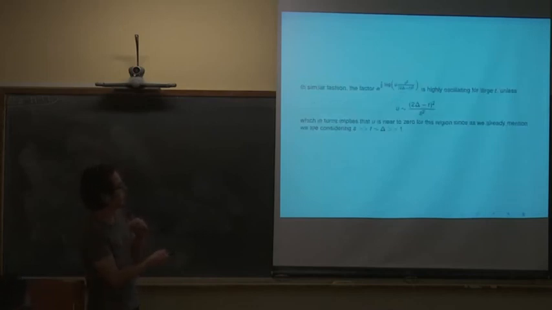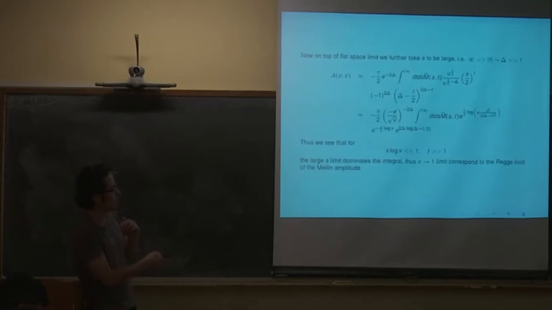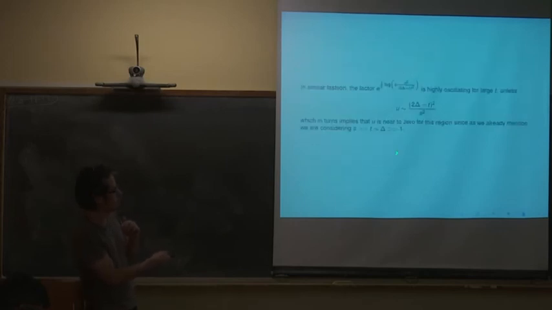Okay, so that finishes the claim that with V going to 1, U going to 0, and the large delta limit, you get the asymptotic Regge limit. Is U the cross ratio or the Mandelstam variable? Cross ratio. S and T are the Mandelstam variables.